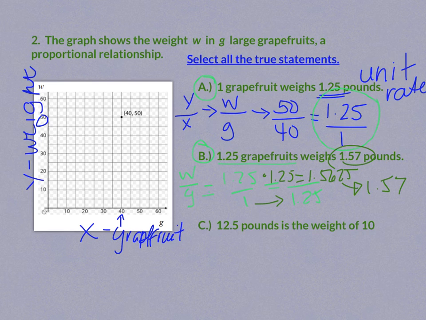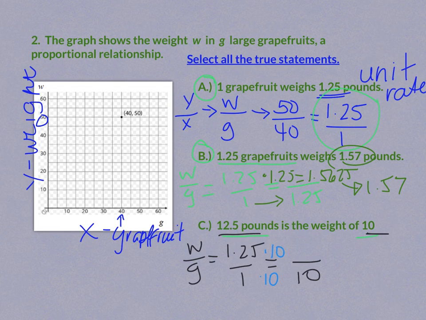Okay, next. 1.25 pounds is the weight of 10. Somehow my word got cut off, but I know on your paper it says 10 grapefruits. So again, I'm just going to use that very same ratio that I used above. I know again weight over grapefruit is equal to 1.25 over 1. And they gave me both of these for this particular one to see if it's correct. So I'm going to use my bottom number because that's a 1. How do I get from 1 to 10? Well, of course, I multiply times 10. So I multiply this number times 10. And I don't even need my calculator, but you can use it to double check because I'm just going to move that decimal one place to the right. That is going to give me 12.5. So C is also true.